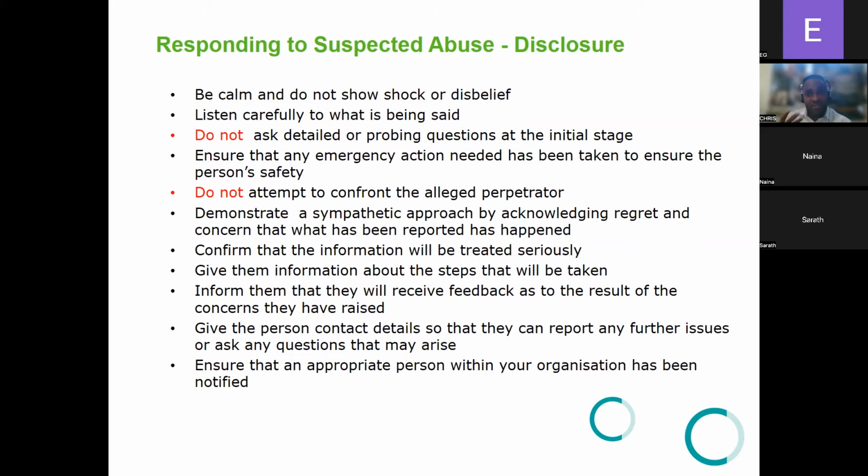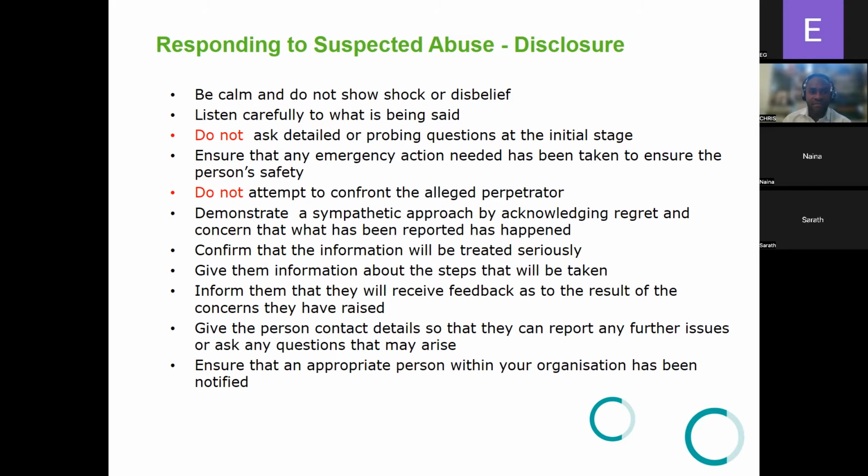So what a person is telling you, you acknowledge and you sympathize with them and you will show regret. I'm very sorry to hear this. I'm so sorry to hear that this has happened to you. You have to be able to demonstrate and acknowledge that you sympathize with the service user.